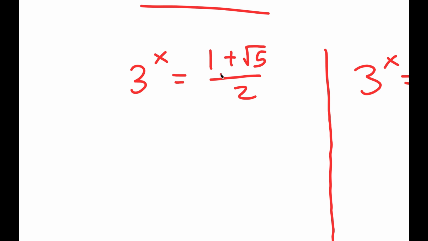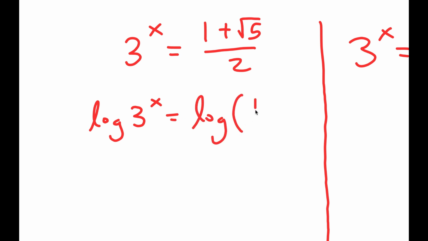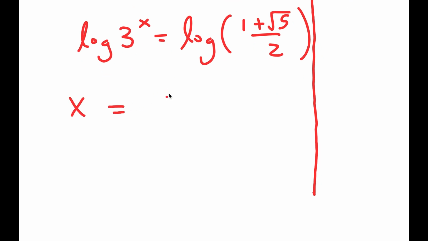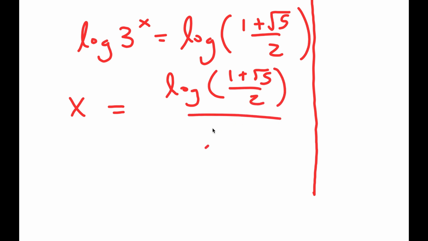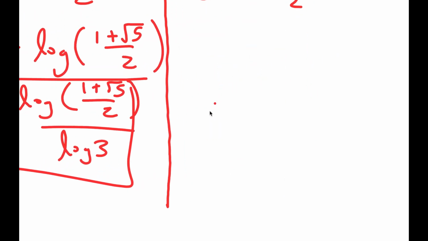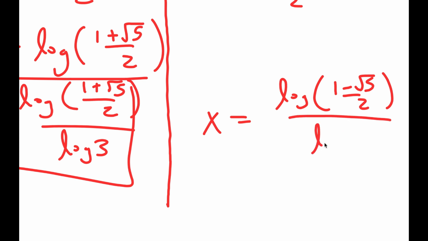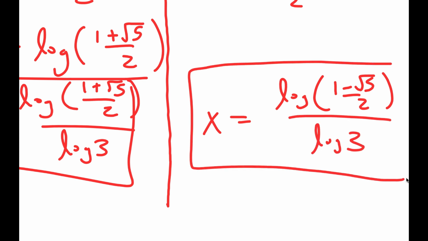So for 3 to the power of x is equal to 1 plus the square root of 5 over 2, I'm going to take the log on both sides. And now I get x is equal to log of 1 plus the square root of 5 over 2 over log 3, because I can move the x to the front and divide both sides by log 3. And it's the same thing for this, except it's going to be log of 1 minus square root of 5 over 2. So these are my two solutions.